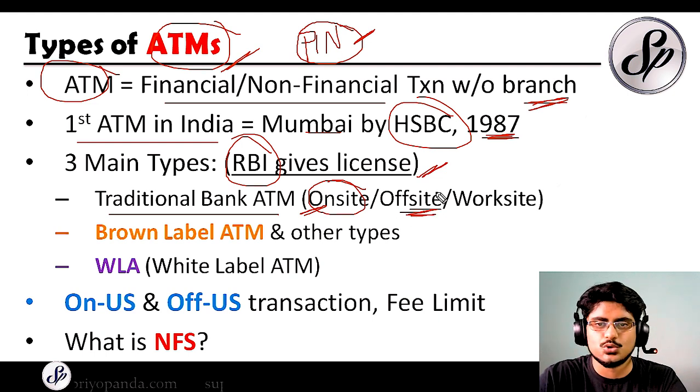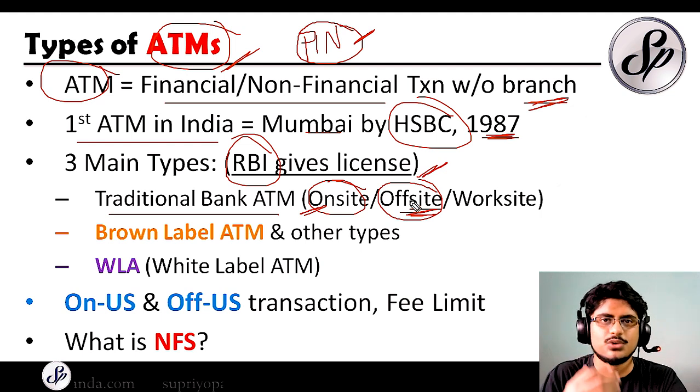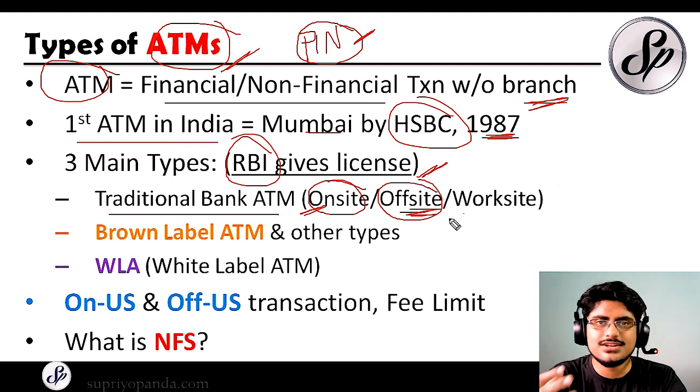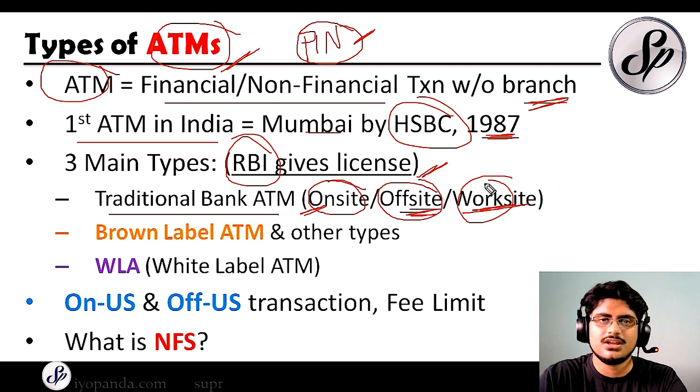Off-site ATMs are those which are a little bit farther away from the branch. It may be a few kilometers away from any branch. Those are called the off-site ATMs. And there is also a third type, which is the worksite ATM. Worksite ATMs are those ATMs which are situated inside a workplace of a certain company or any big organization. Only the employees of that organization or that company can mostly use those worksite ATMs. So these are the three types of the traditional bank ATM.